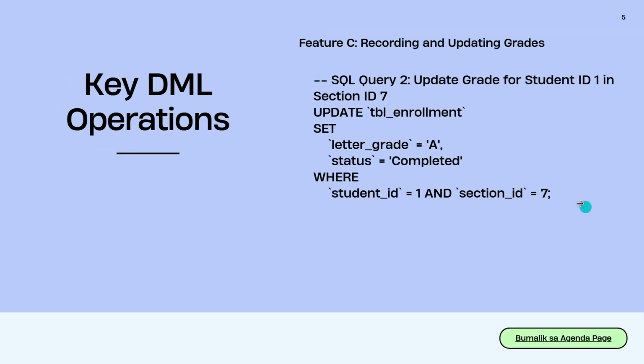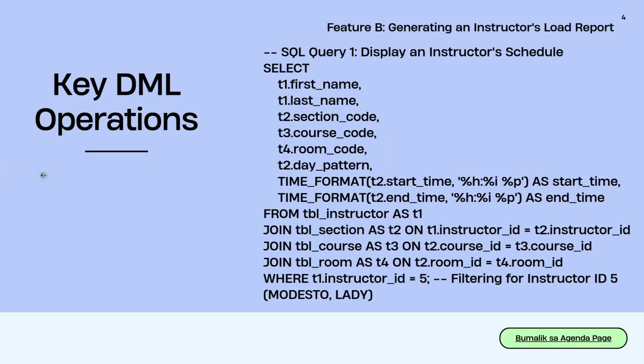So for the feature B, this is generating an instructor's load report. So instructors need a schedule showing their assigned courses. So this requires a multi-table join to link the instructor's name, the course code, the room, and the schedule details.